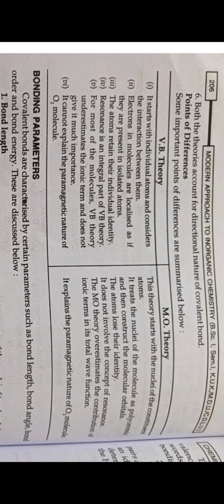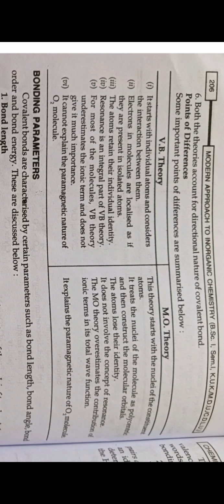Points of difference: valence bond theory and molecular orbital theory. First, molecular orbital theory. This theory starts with the nuclei of the constituent atoms. It treats the nuclei of the molecule as polycentric and thus constructs the molecular orbitals. The atoms lose their identity. It does not involve the concept of resonance. The molecular orbital theory overestimates the contribution of the ionic terms in its total wave function. It explains the paramagnetic nature of the O2 molecule.